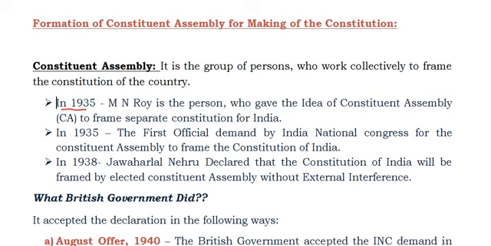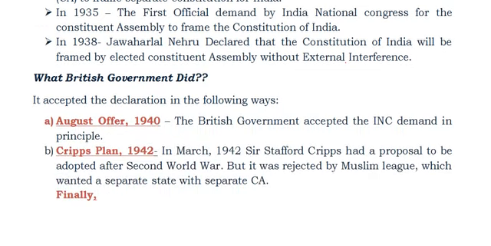And in 1939, Jawaharlal Nehru declared that the Constitution of India will be framed by an elected Constituent Assembly without external interference. So he said that we'll be having our own constituent assembly, and no one needs to interfere in it. And then what did the British government do about these demands? They accepted it and supported us in the following way.